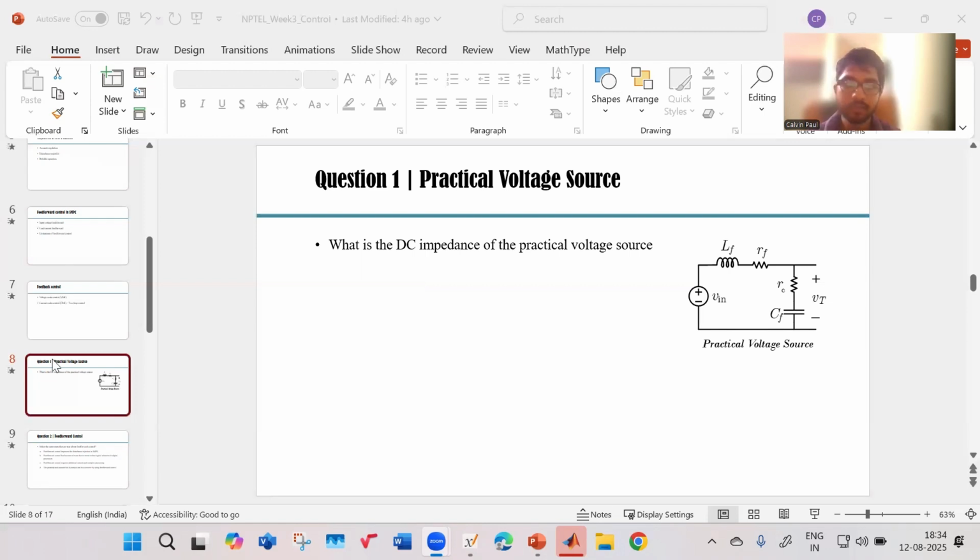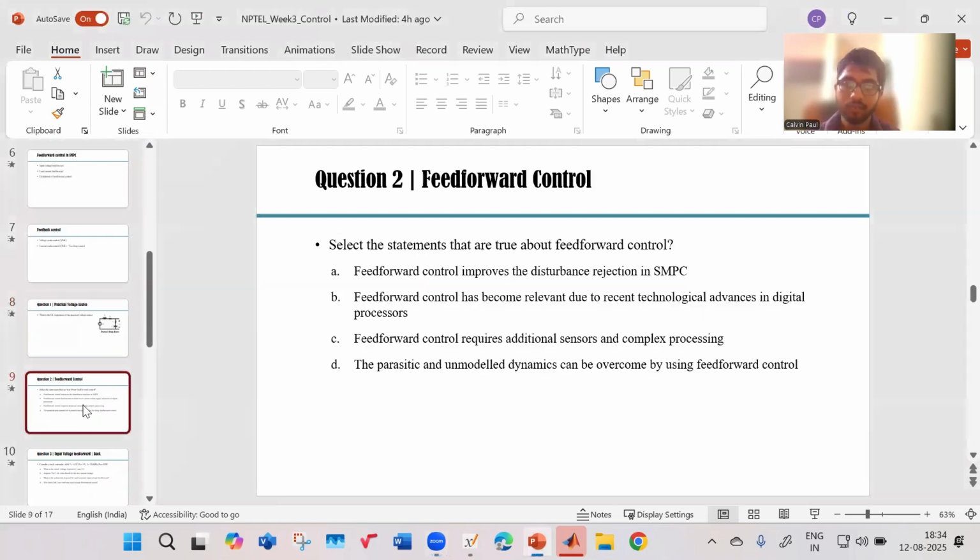Okay. Next question. Feed forward control. These are some statements. Can you tell me which is correct?